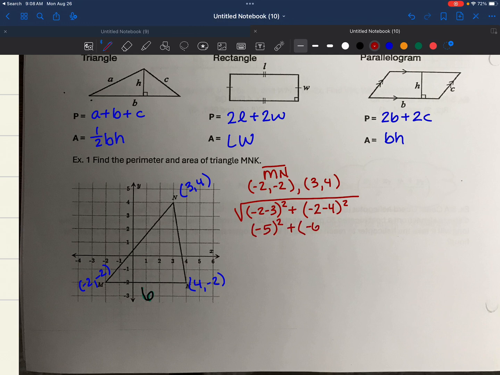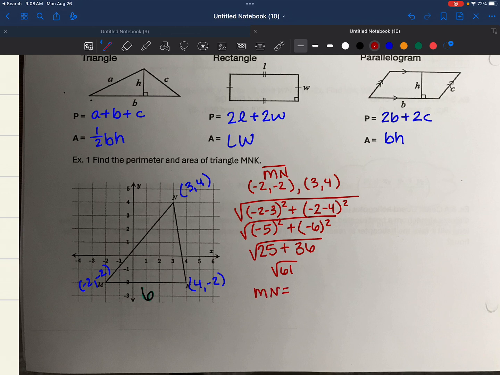-5 squared plus -6 squared. Now, what type of number do I always get when I square something? Positive. So what's 5 squared? 25, so is -5. What about -6 squared? 36. Okay, so we get the square root of 61. We're going to round that to the tenths place.